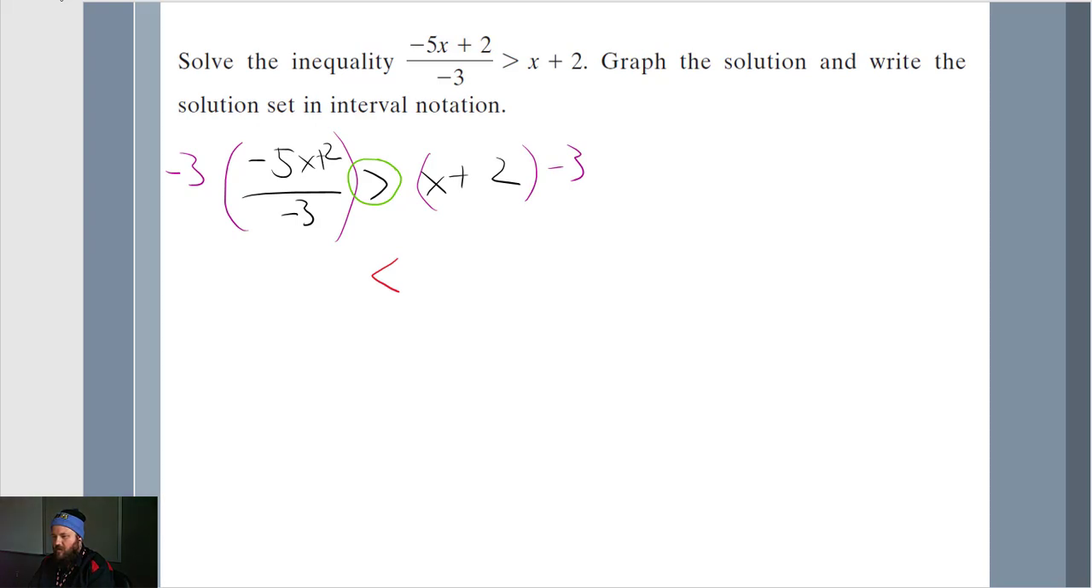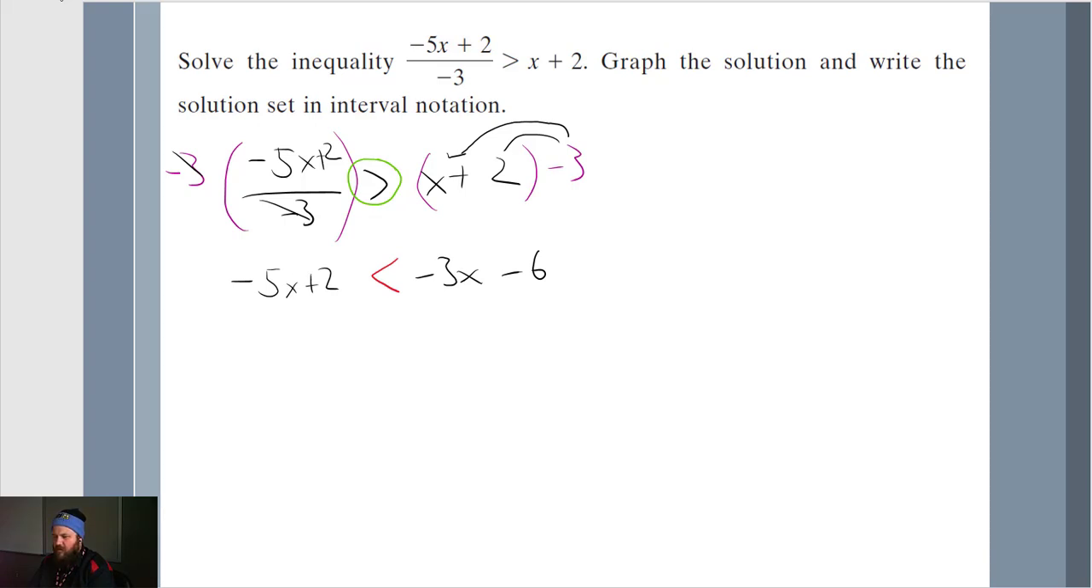And so the negative 3's on the left go away. We're left with negative 5x plus 2. And then I'm going to go ahead and distribute this in here to save a little bit of a step here. I'm going to say negative 3 times x, so negative 3x, and then negative 3 times 2 gives me a negative 6. All right.